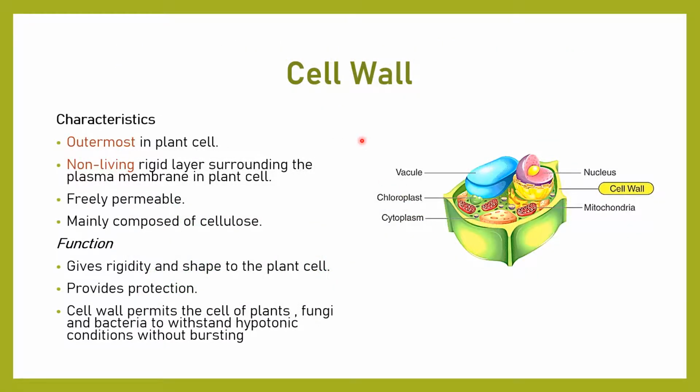Now let us have a look at the cell wall. Okay, now let's take the characteristics of the cell wall. This is the outermost membrane of the plant cell. It is rigid, it is turgid, and the cell wall is mostly made up of cellulose. So it is a very important characteristic of the plant cell which differentiates plant cells from animal cells.